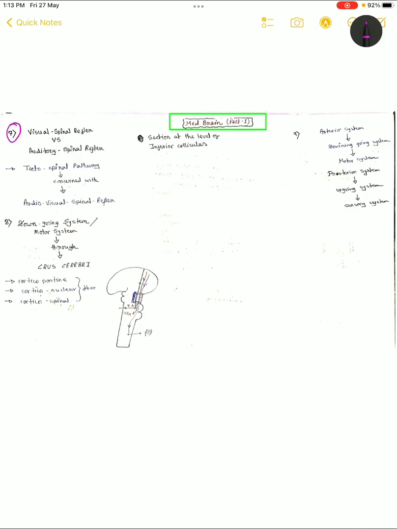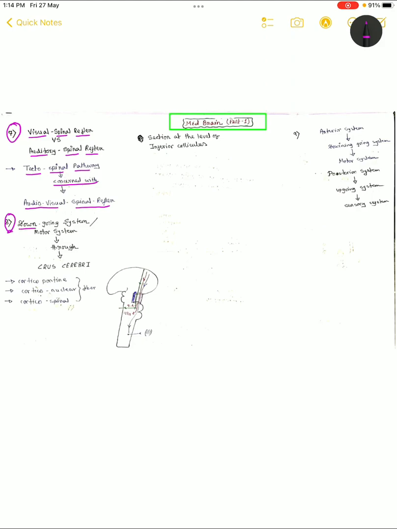Now see here in point 7, the visual spinal reflex and auditory spinal reflex. These two are associated with the tectospinal pathway, and are concerned with auditory and visual spinal reflexes. And I talked about these, they are associated with what? Superior and inferior colliculus. Okay, 7 is done, and now 8.